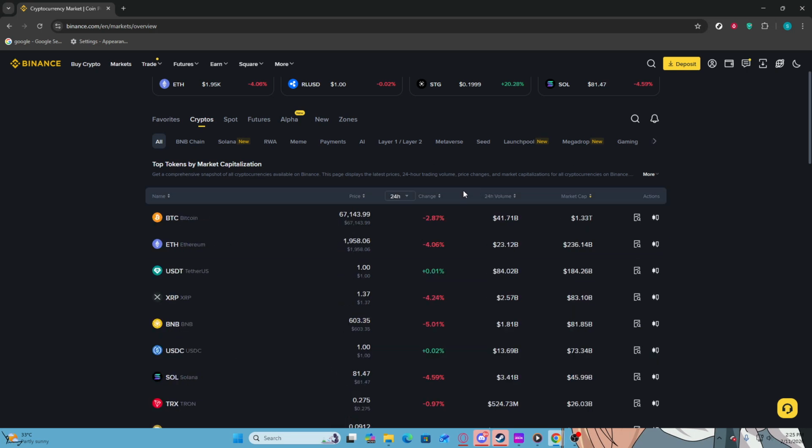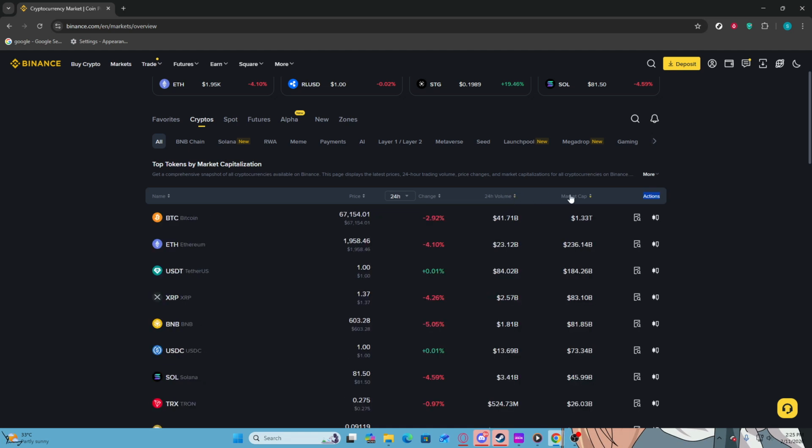Now, proceed to click on the Change column. This feature displays the percentage change in price over a specified time frame. Analyzing these changes will assist you in determining whether a cryptocurrency is gaining or losing value. Continue by selecting the 24H volume option to view the trading volume over the past 24 hours. High trading volume often signifies strong market interest, which can lead to profitable trading opportunities. Keep in mind that low volume can indicate less market activity.